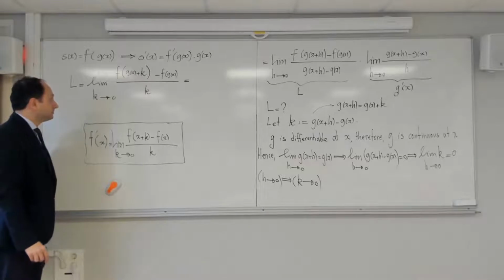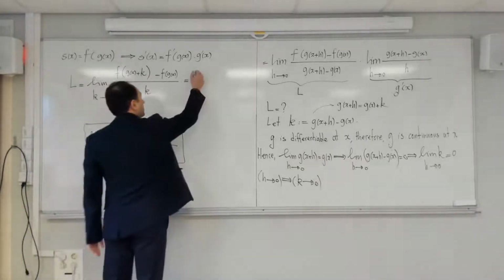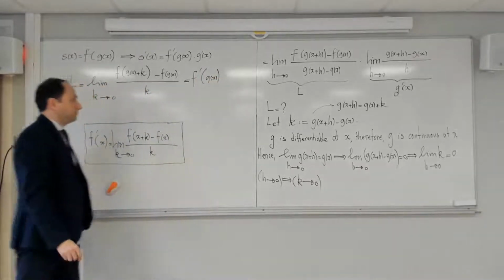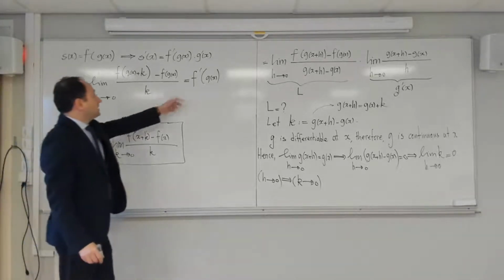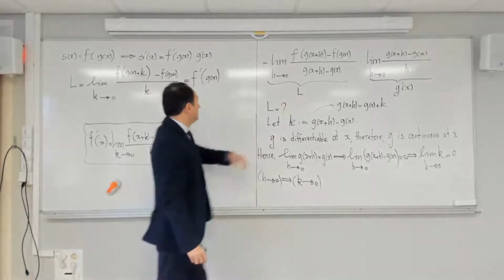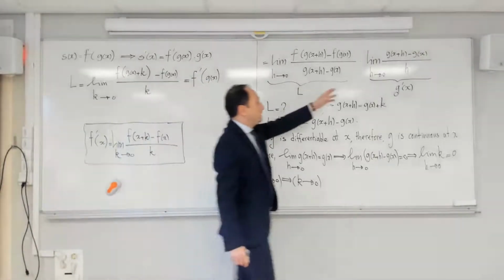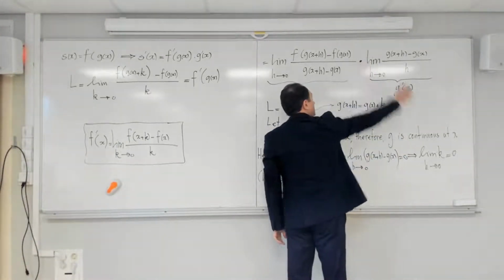The f prime of g at x. Exactly. So this becomes f prime of g at x. Okay? And that is exactly this part. So you see, this limit L is the derivative of f at g of x. This limit is the derivative of g, and they are being multiplied here.